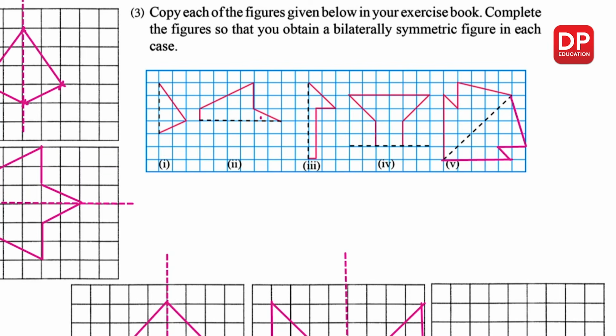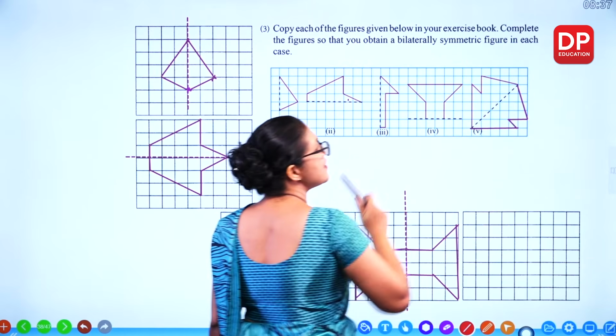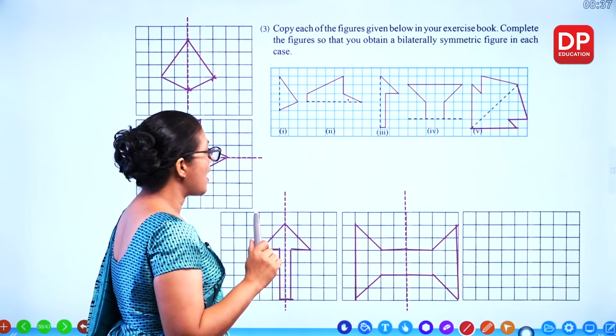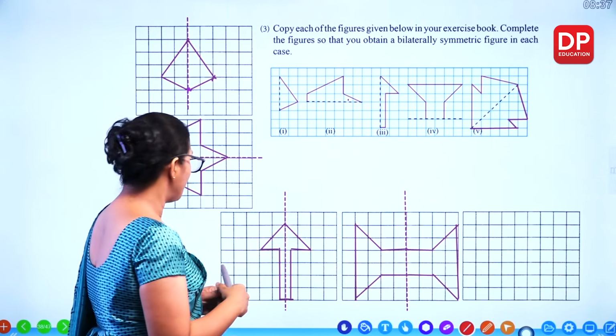So you get the same figure on the other side. So you get the same shape as this one. So those are the symmetrical figures that we can draw.